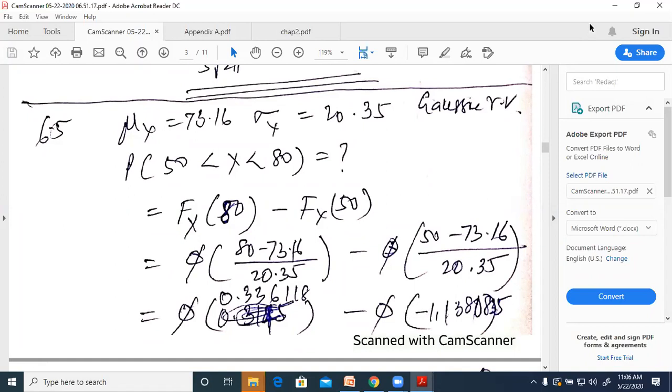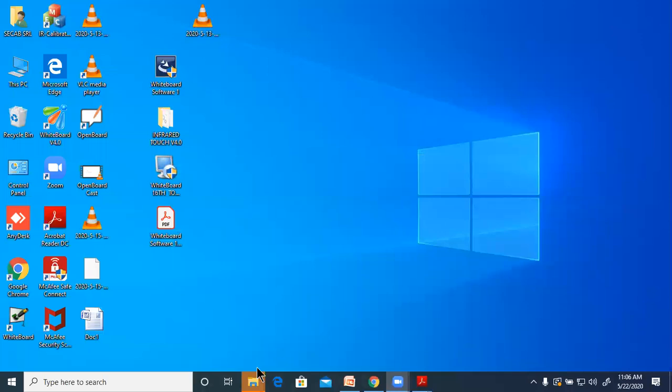You can restrict it to 3 digits or so, and then you can go to the table for the Gaussian distribution and read the value from there.